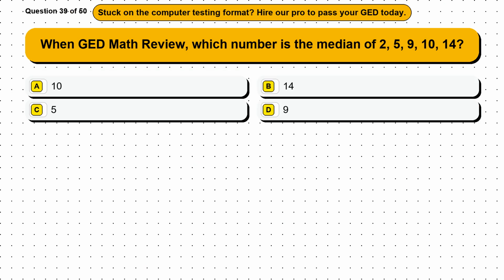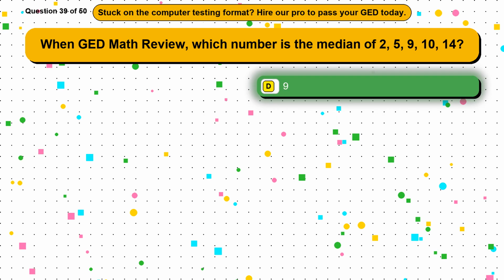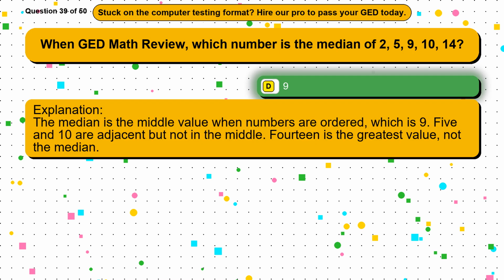Question 39. When GED Math review, which number is the median of 2, 5, 9, 10, 14? Option A, 10. Option B, 14. Option C, 5. Option D, 9. The correct answer is option D, 9. The median is the middle value when numbers are ordered, which is 9. 5 and 10 are adjacent but not in the middle. 14 is the greatest value, not the median.